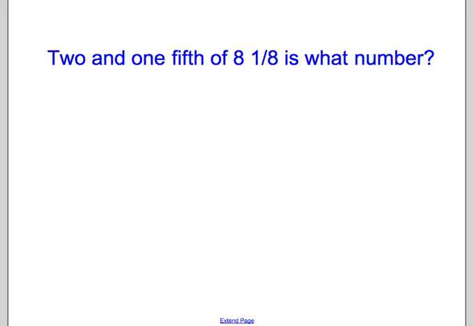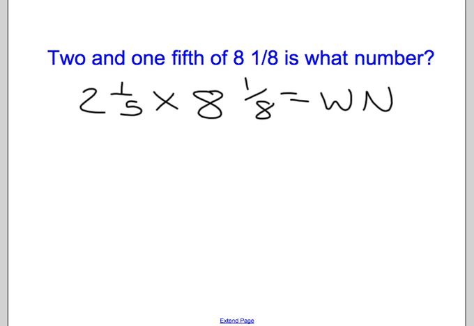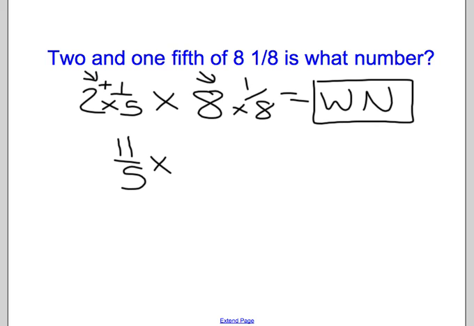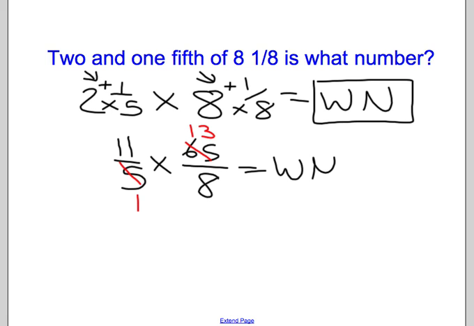Another one, 2 1/5 of 8 1/8 is what number? We already have the variable by itself over here, which is what we want. So we just need to change our two mixed numbers to improper fractions. Okay, so 2 1/5, that's 10 plus 1 is 11/5 times 8 times 8, 64 plus 1 is 65/8. We do have some simplification we can do on this problem by reducing the 5 and the 65 to 1 and 13. And then we take 11 times 13, and that equals 143.